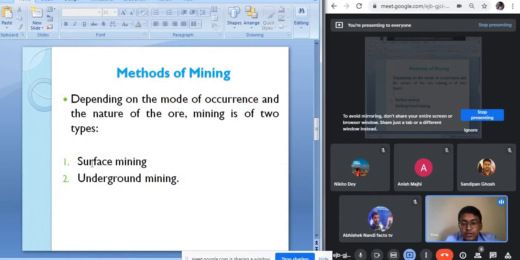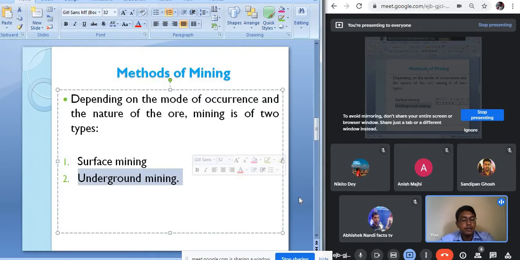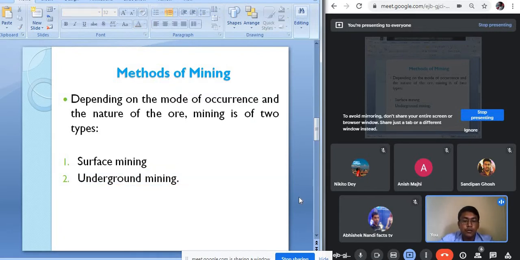So surface mining is less time consuming. It does not require much investment, and it is not so hazardous, not so risky also. But underground mining is risky. It requires a huge amount of capital investment, because the safety and precautions for the safety of the laborers are the main thing which needs to be followed here.